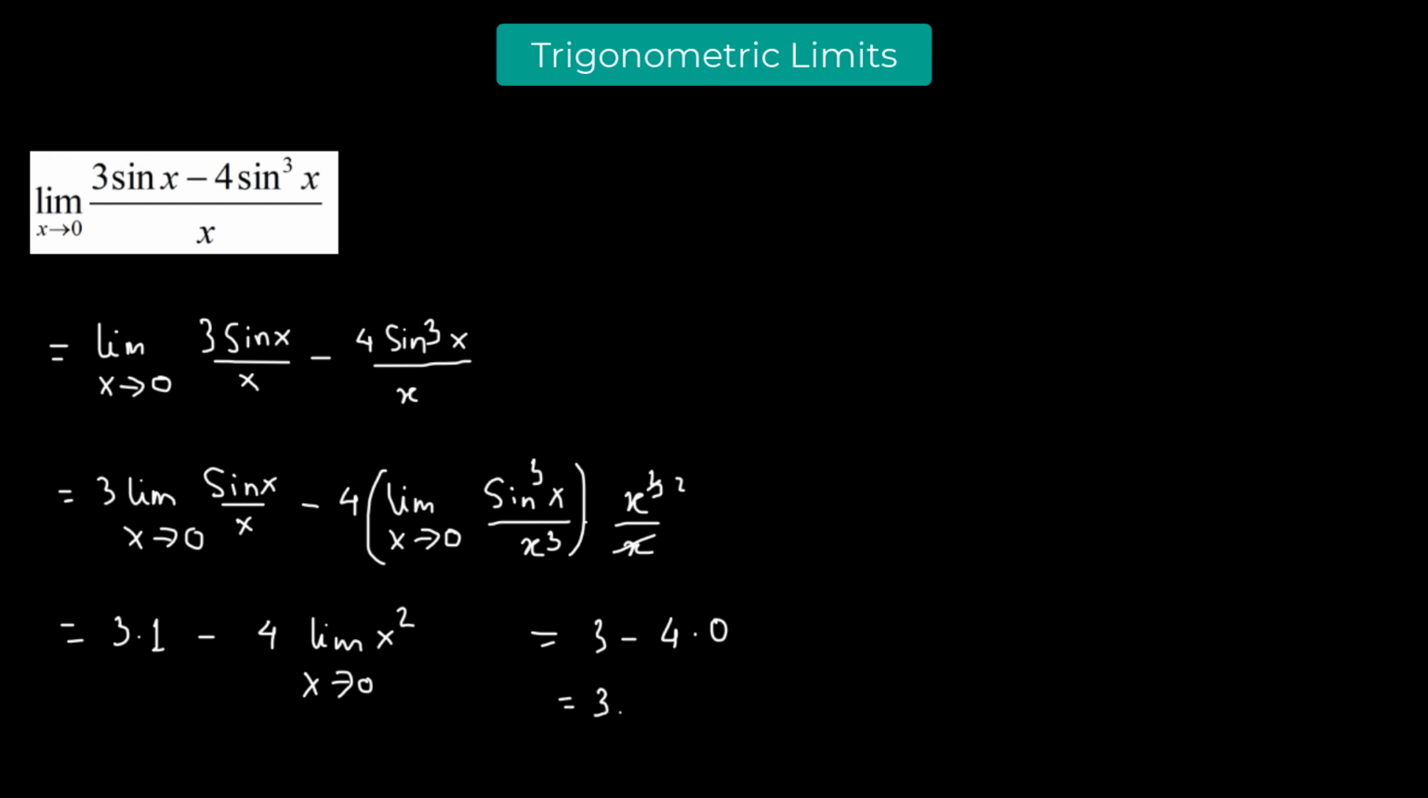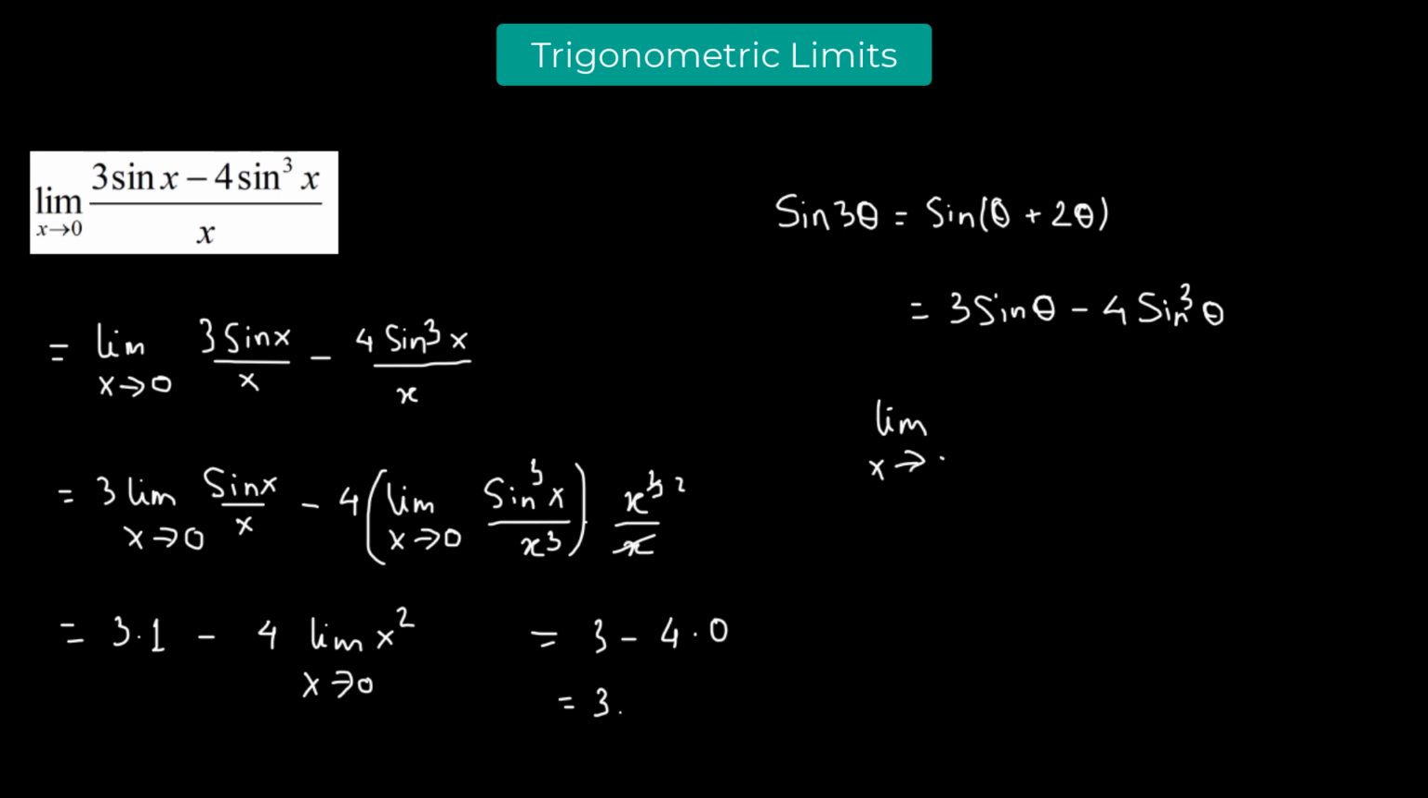However, if we are to use a trigonometric identity, we know that sine of 3 theta, which can be obtained by expanding sine of theta plus 2 theta, will give us 3 sine theta minus 4 sine cube of theta. So that means our given function can be rewritten as limit x going to 0 of sine 3x over x.